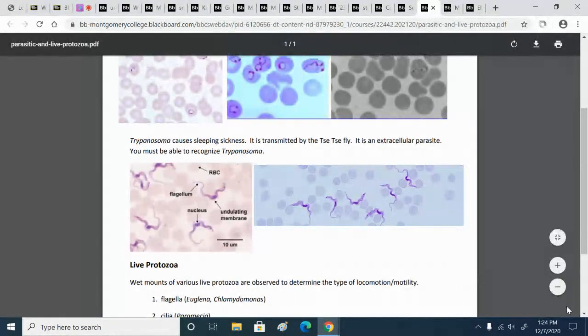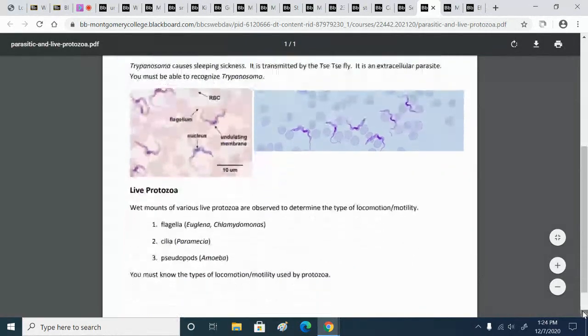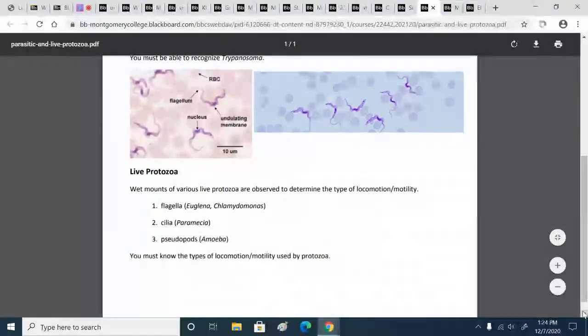For the live protozoa, we looked at some videos, and even if we were meeting face-to-face, we would not have any live protozoa slides on the lab exam because that's just too hard to maintain all day long. But it is important to know the types of locomotion, the types of motility that protozoa use. And they can use flagella, cilia, and pseudopods.